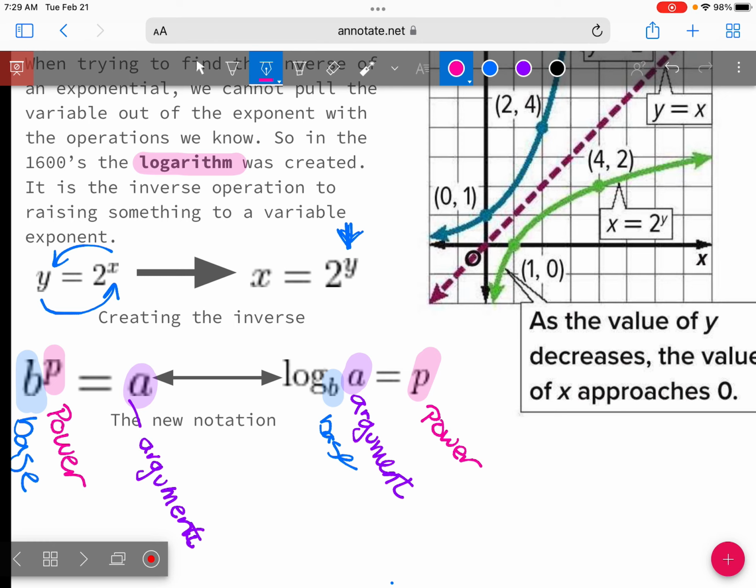BPA, log BAP. Base power argument becomes base argument power. This is going to be something we use a lot. We're going to use this as we're solving. We're going to use this as we're rewriting. We're going to use this as we go through notation changes. We're going to use this almost every day. This is going to be something we need to know for this chapter. We're going to practice it a bunch.